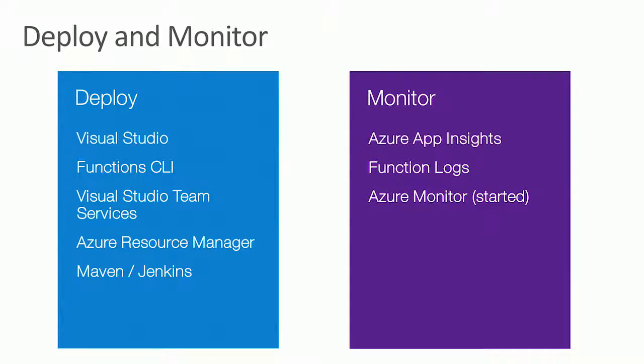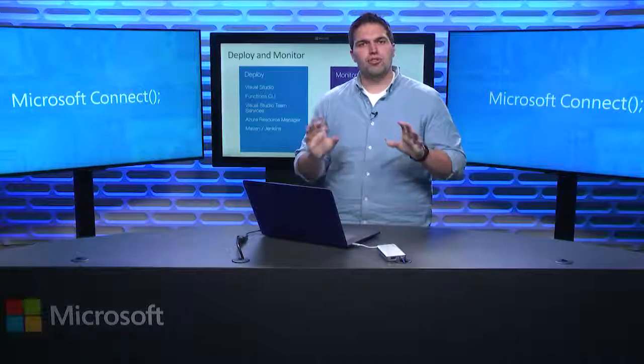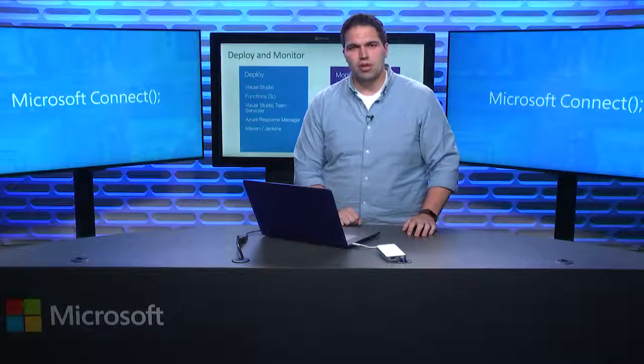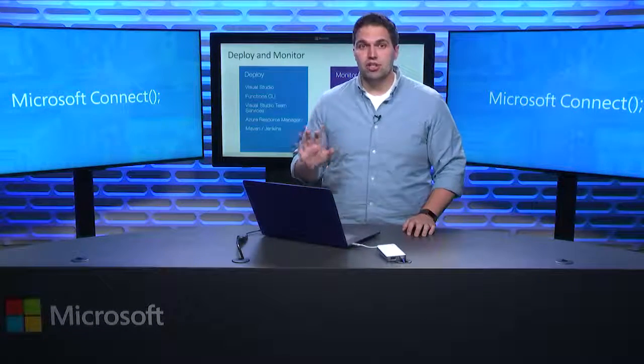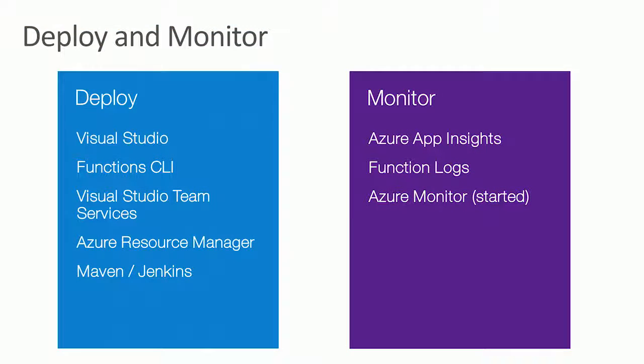So for the next part, as we kind of finish up on this walkthrough of Azure functions and the different ways that you can build them, I do want to talk about some of the ways that you can deploy and monitor these functions. So we have a bunch of different options for you to do that. You can deploy directly from Visual Studio. You can deploy from the function command line interface.